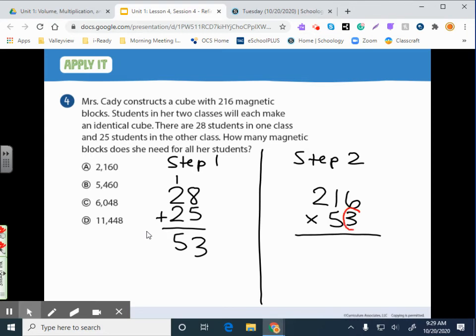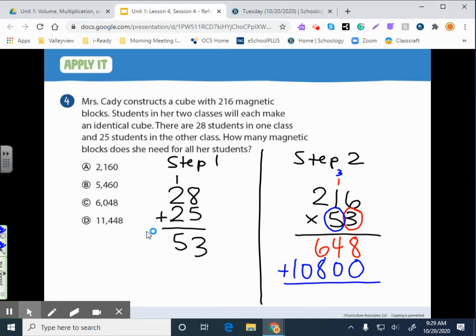Let's start with the ones. 3 times 6 is 18. 3 times 1 is 3, plus the 1 is 4. 3 times 2 is 6. Next, we'll do the tens. To be a 10, you got to just start with a 0. 5 times 6 is 30. 5 times 1 is 5, plus the 3 is 8. 5 times 2 is 10.